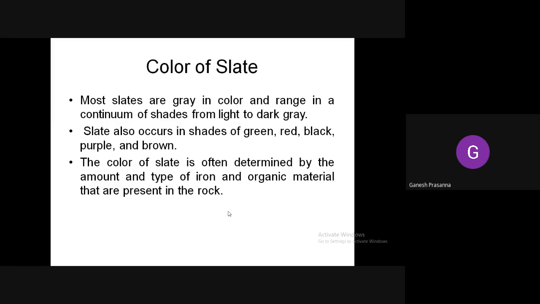So the color of the slate is often determined by the amount and type of iron and organic material present in the rock. If it is more hematite, it gives a reddish color. If it is more magnetite, it gives a blackish color. If it is more siderite, it gives a whitish gray color. If it is more limonite, it gives a yellow-red, rust color. You can see the rust is different from the iron color. So that defines the color of the slate.